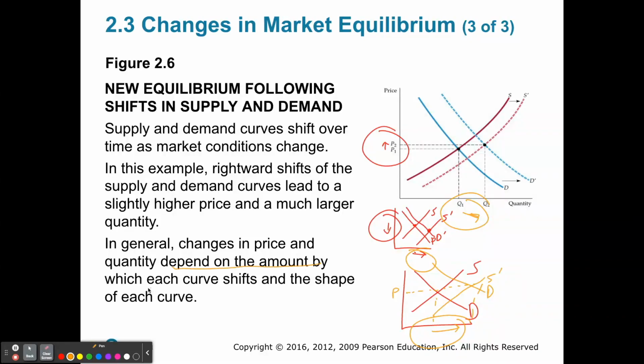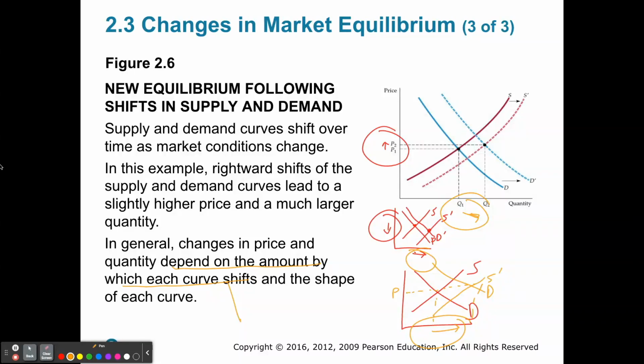It depends on the amount of the shift of each curve when you change both curves. In this case, it's of price. It's what we distinguish between ambiguous and unambiguous changes.